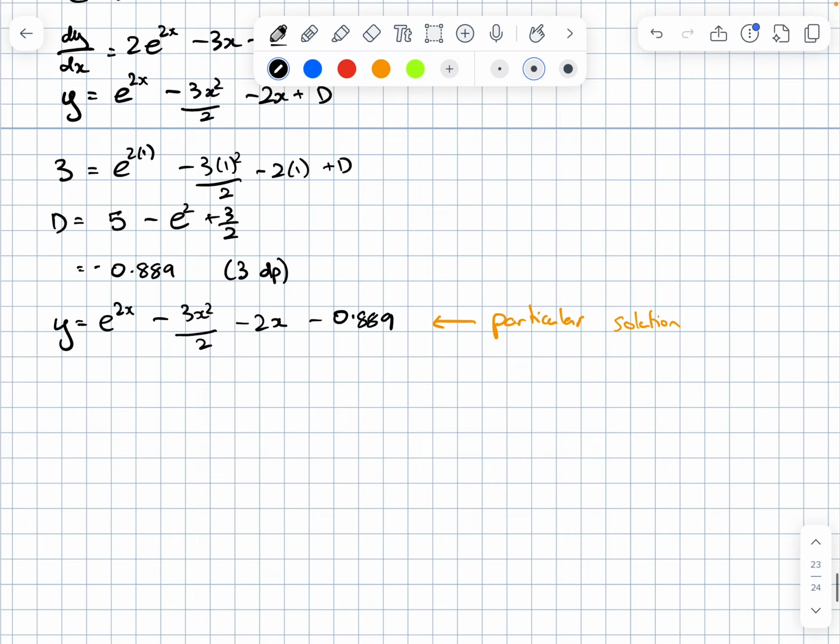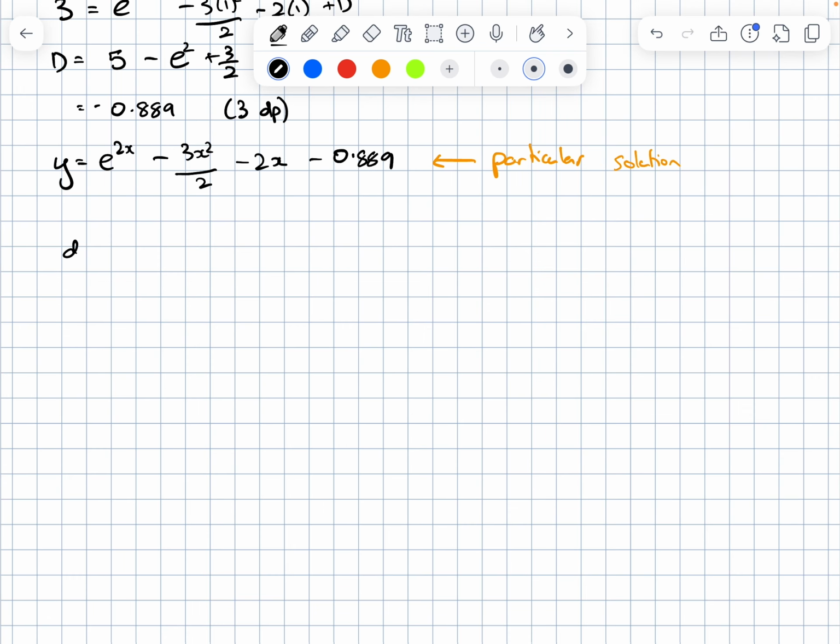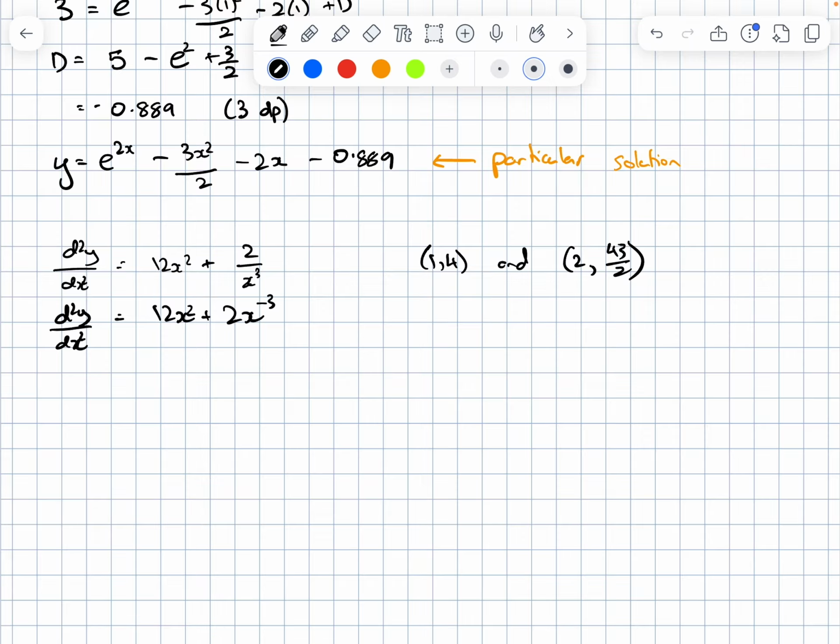For a final example, we have the second derivative is equal to 12x squared plus 2 over x cubed, and we're told that the curve passes through 1, 4 and 2, 43 halves. Solve this differential equation. Before we can integrate, we need to rewrite this as the second derivative equals 12x squared plus 2x to the power negative 3, and then we can integrate.